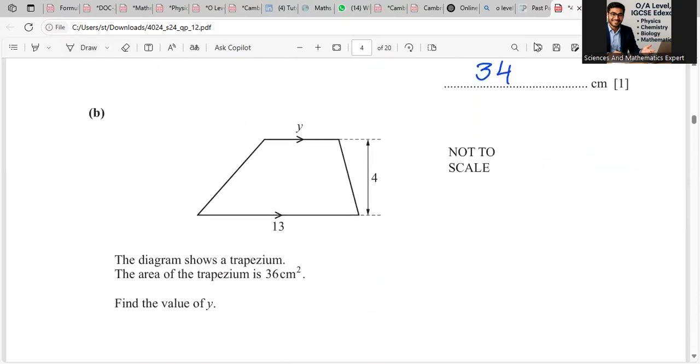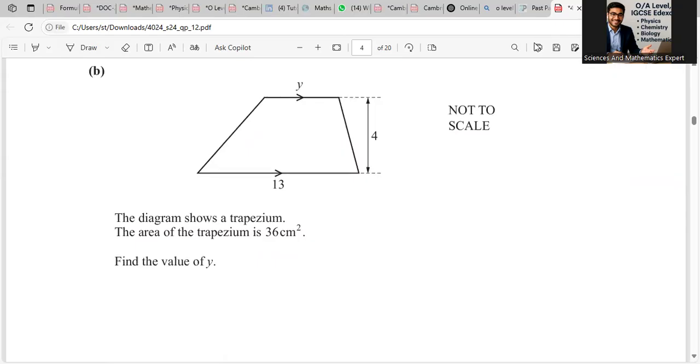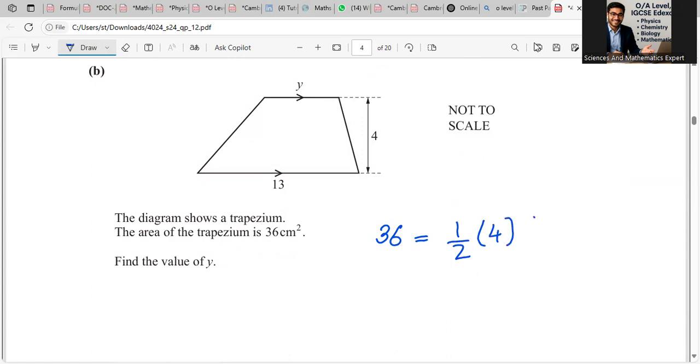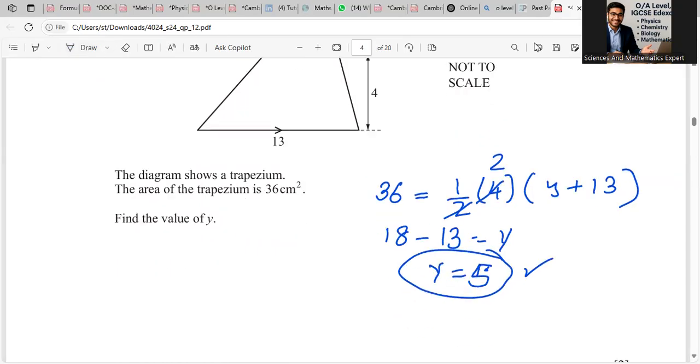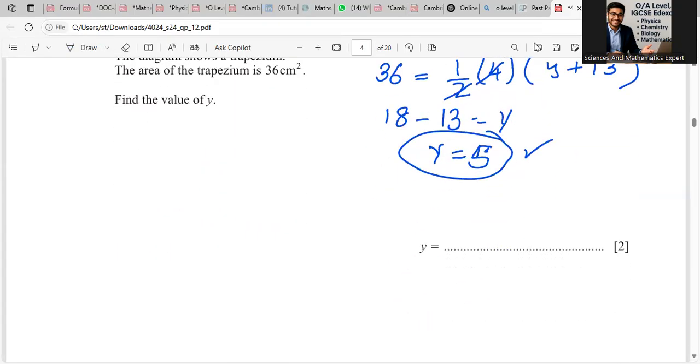In part B, he is saying the height is 4 and the area of the trapezium is 36. Use the formula of the trapezium to find the value of y. Area of trapezium is equal to 1 by 2 into height, which is 4, into the sum of parallel sides, that is y plus 13. Then 2 times 2 is 4, so 36 equals 2 times (y plus 13), giving 18. 18 minus 13 is equal to y. So y is equal to 5. The unknown variable y should be taken as 5.